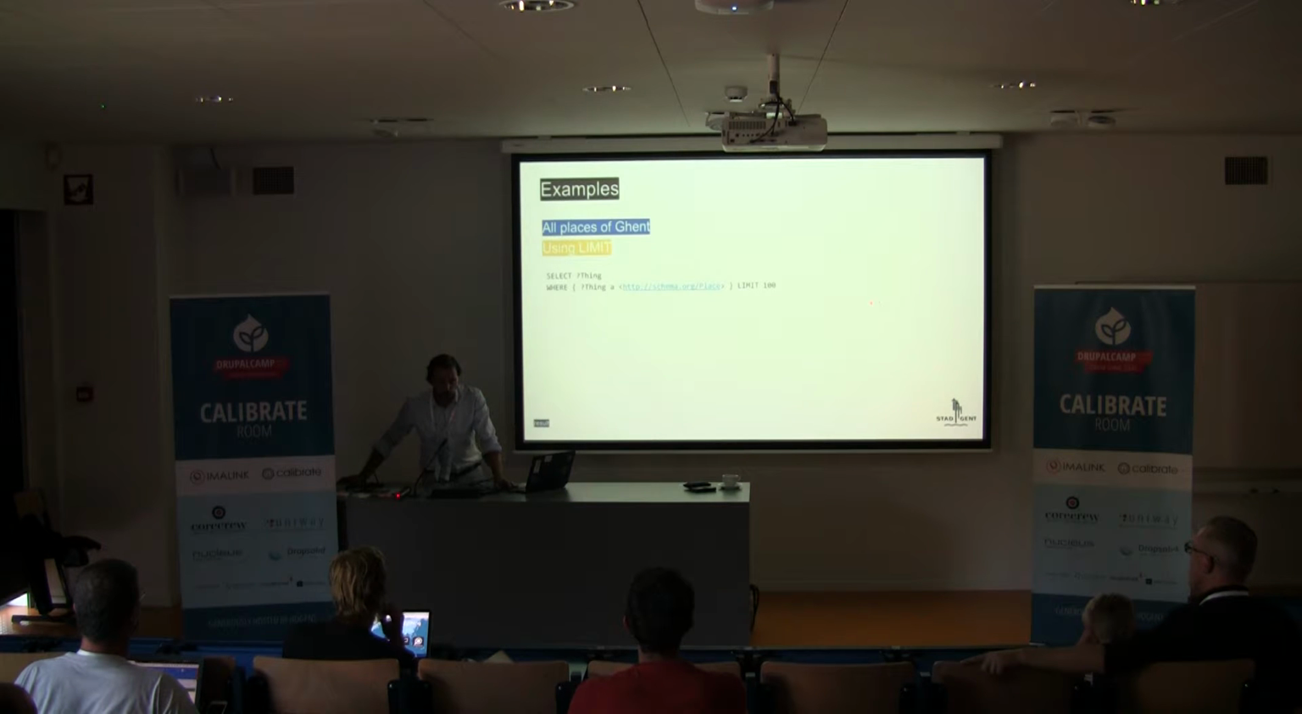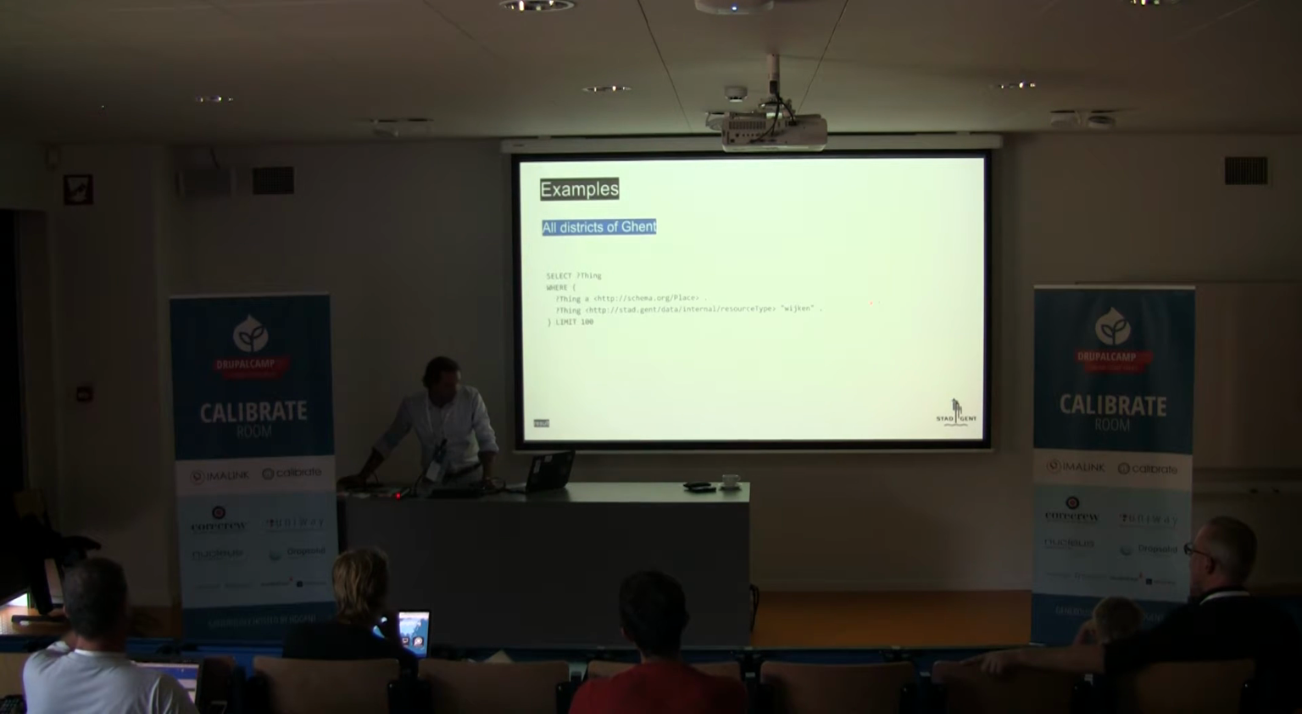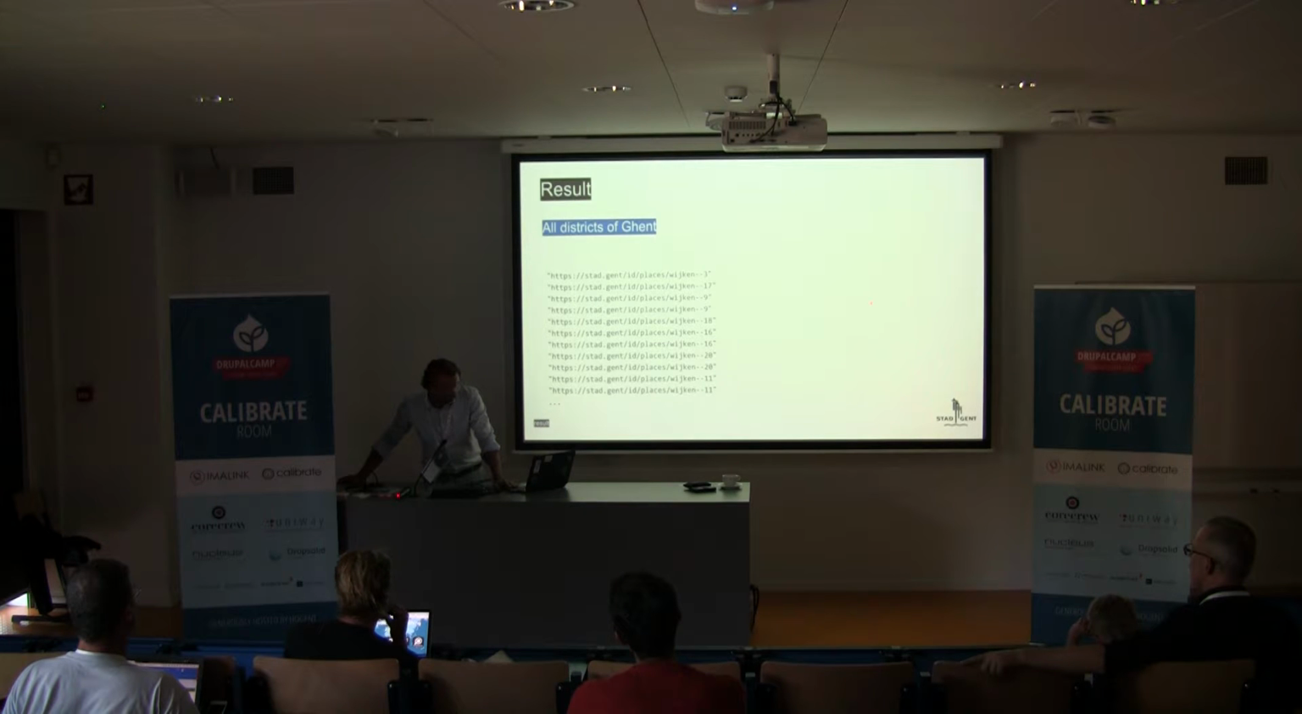Obviously, we need to limit this because otherwise our endpoint crashes. So this is the keyword you use to limit it. If you want to limit it by type, then you have to add another constraint. This one will get you all the things such that the things are places, and that they have a relation, which is called resource type, and the resource type must be the literal vehicle. So this will get you all the districts of the City of Ghent. This is the result of this query.